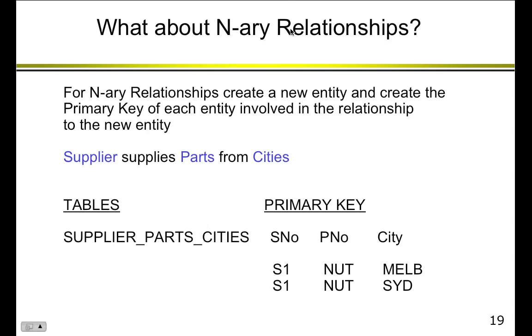So we have suppliers that supply parts from cities. Here's the table, supplier, parts, cities. As I mentioned before, we got all 3 of them in there. And the primary key is coming from all 3. So the hardest part, I guess, is trying to figure out which one should be the primary key of each one of the entities. And then knowing if you're going to represent the relationship in a table, you've got to include all the primary keys of all the participating entities in the relationship. As long as you got that, you got it all.